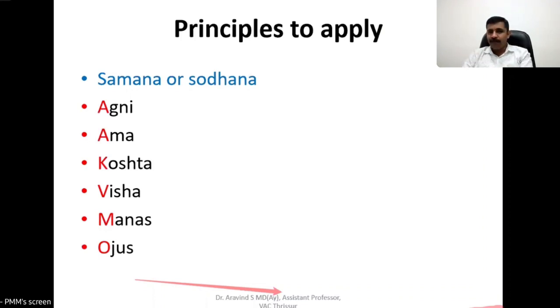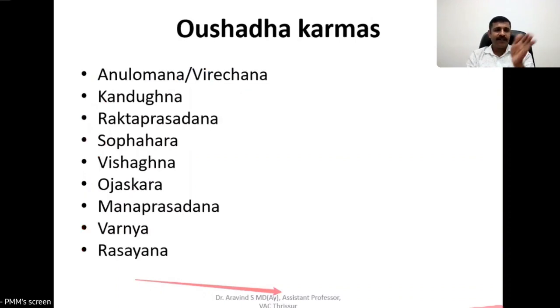Along with this, remember the principles which should be applied. First of all, whether Shamana is needed or Shodhana is needed. That is up to the physician, depending upon how much dosha is present. If it is Bahu dosha, then Shodhana or in-patient treatment is needed. Otherwise, Shamana is needed. Even when selecting a medicine, you must consider these things, otherwise our medicines will not work. That is Agni, Ama, Koshta, Visha, Manas, and Ojas. We have discussed this in detail in the previous classes, so I am not repeating it in this class. If we have any doubts, we will discuss them in the question and answer session.